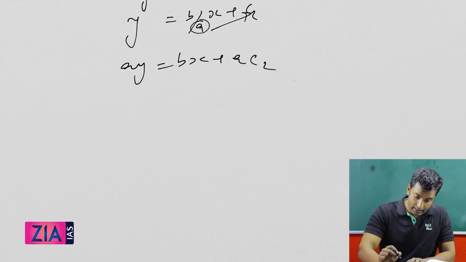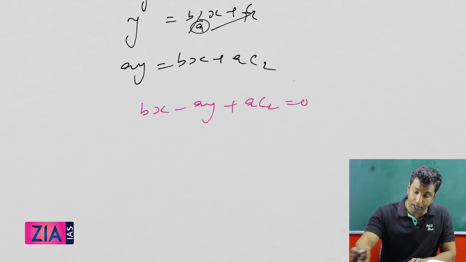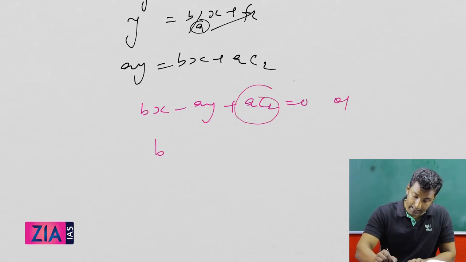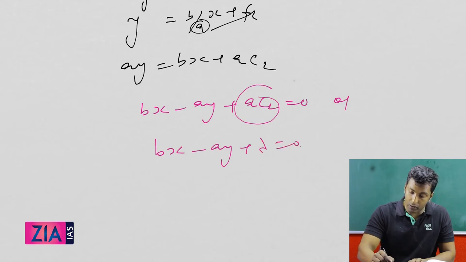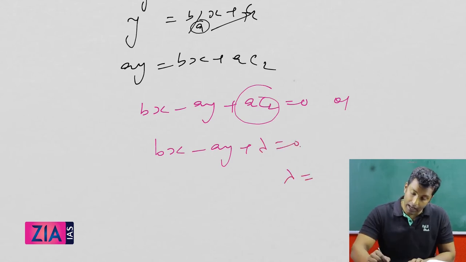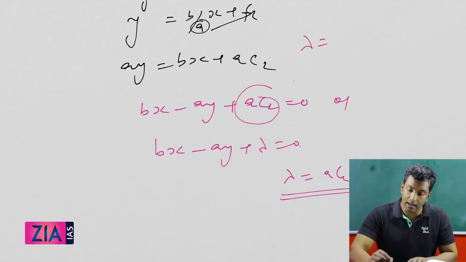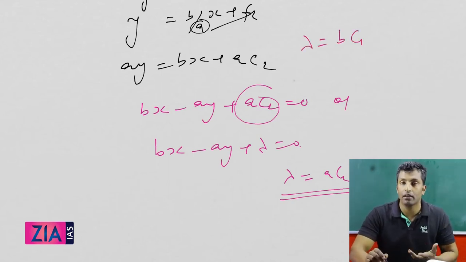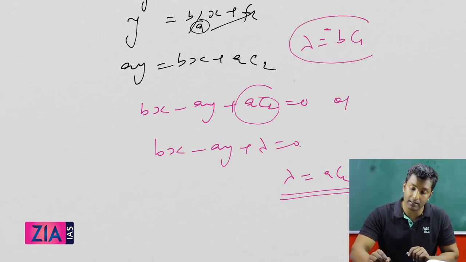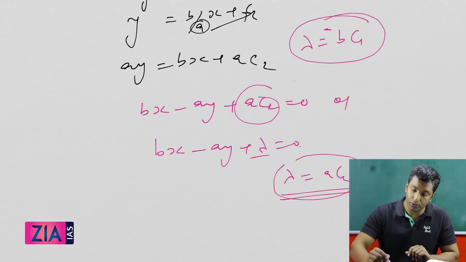So once you get like this, what can you do? You can rearrange it as bx minus ay plus ac2 equal to 0. Or you can replace ac2 with lambda: bx minus ay plus lambda equal to 0. So what is lambda? Lambda equal to ac2. Earlier in case of a parallel line, what was lambda? Lambda was minus bc1, right? c1 was the y-intercept there, here c2 is the y-intercept. There it was minus bc1, here it is ac2.